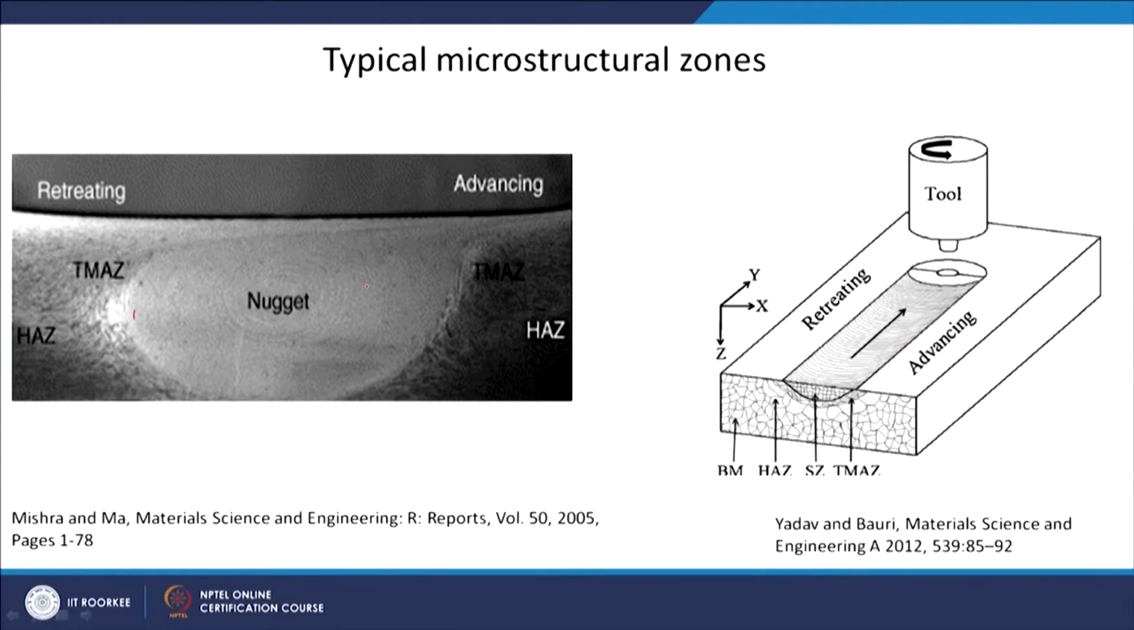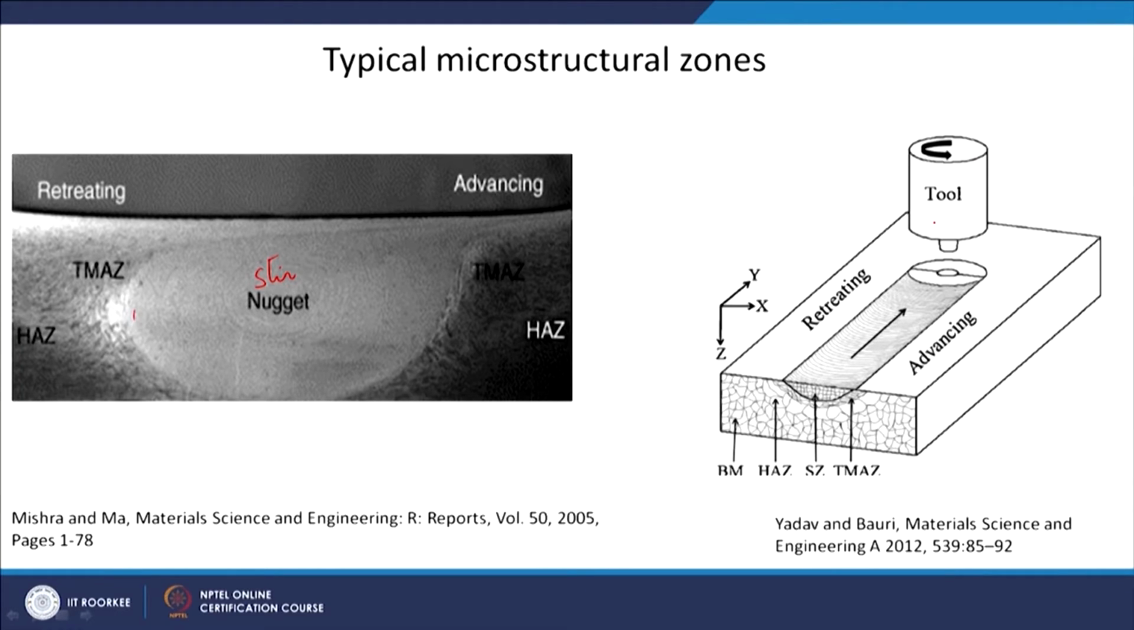You have the nugget zone. Of course, because it is a macrostructure, you cannot see the very fine grains inside. The nugget zone is also called the stir zone. Then you have the thermomechanically affected zone and then the heat affected zone. Then there are two sides shown here, one called retreating and another called advancing. So, let us see what is advancing and what is retreating.